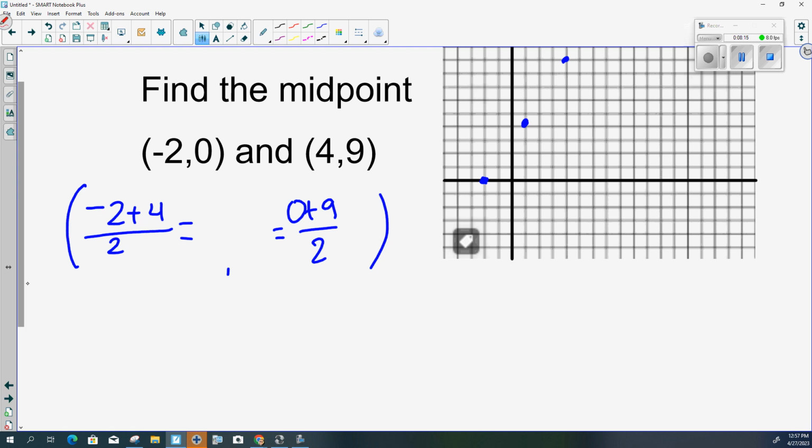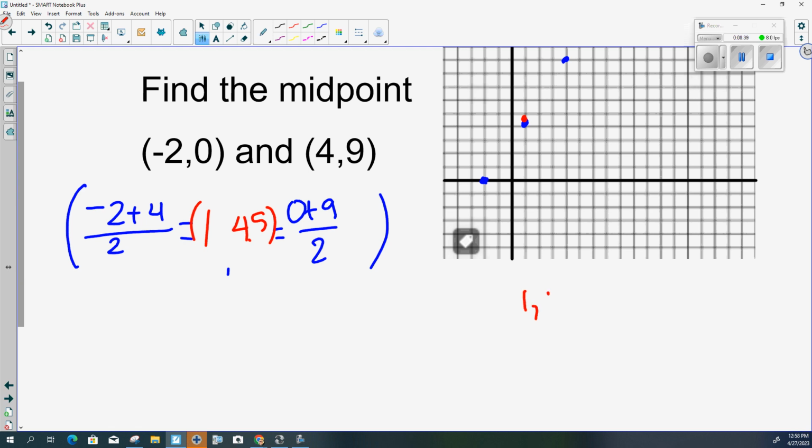Okay, what's 4 minus 2? Yeah. What's 2 divided by 2? And Grace, what's 0 plus 9? What's 9 divided by 2? Oh, there's no way I was going to get that. Let's see what I chose. 1, 1, 2, 3, 4. I was a little bit too low.